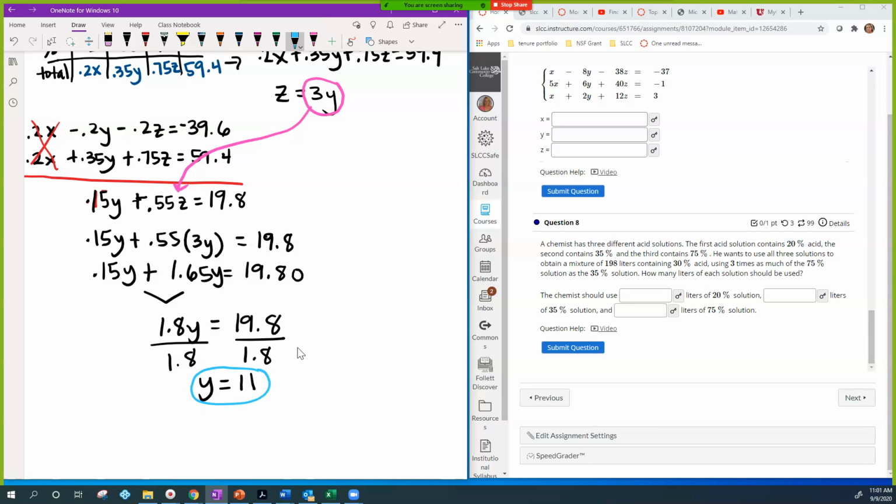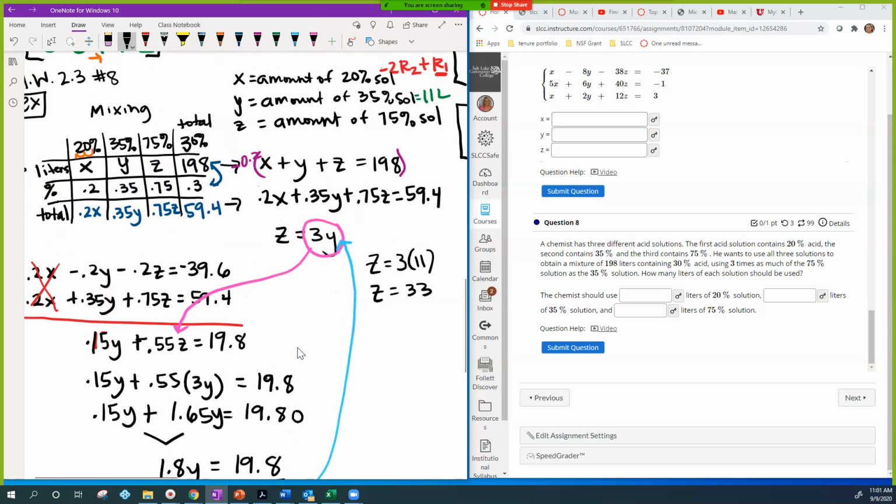Yeah, so go back up to this z equals 3y, and now let's just put 11 in place of y there. All right, so we have z equals 3 times 11, so z equals 33. All right, so I found my next one. So that means I need 33 liters of my 75% solution. All right, then how do I figure out what x is?